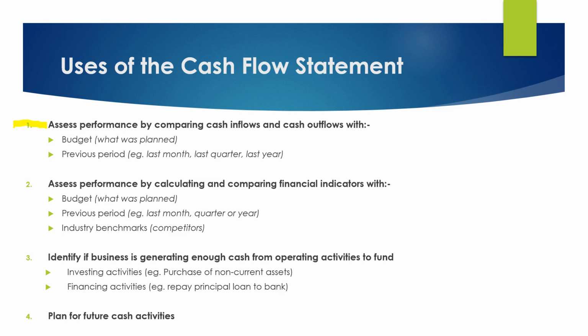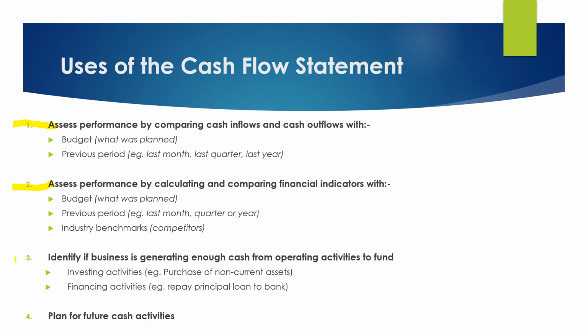Firstly, the business may use it to assess performance by comparing cash inflows and cash outflows with the budget, which was what was planned, or perhaps the previous period, such as last month, last quarter, or last year. This comparison allows the business to see if it was better or worse in its management of cash. The business may also assess performance by calculating and comparing financial indicators with the budget, previous period, or industry benchmarks, which is comparison with the competitors. Again, this comparison allows the business to see how well it manages its cash. Financial indicators will be explored in detail in later topics.